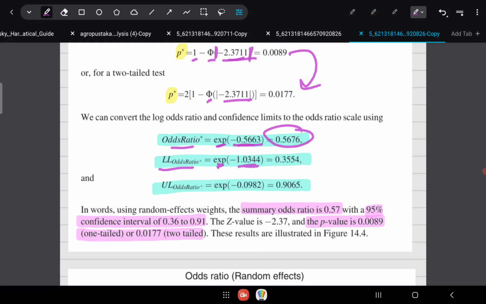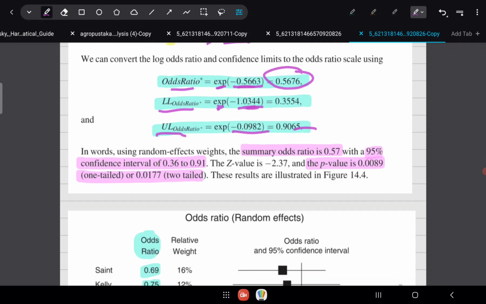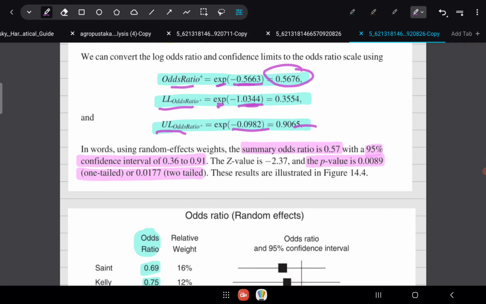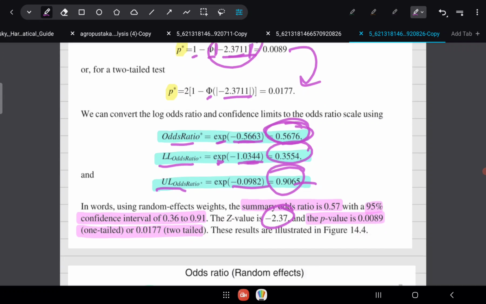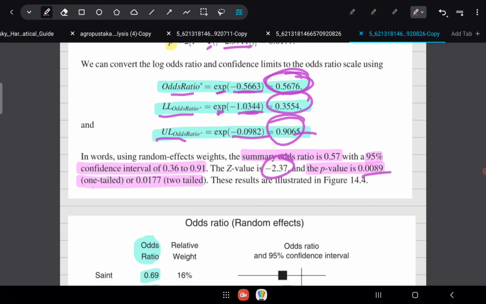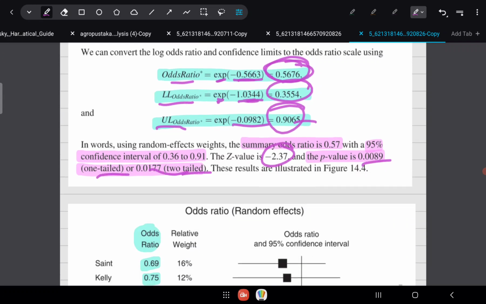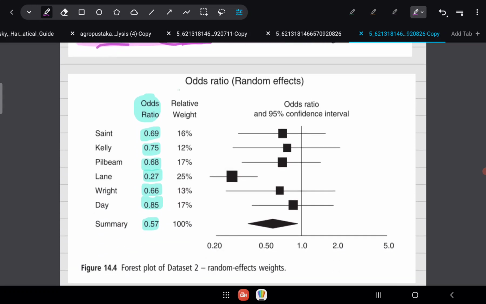So you will take exponential of minus 1.03. Similarly, you will report the upper limit in the conventional form only. So finally you have the summary odds ratio here, the lower limit and the upper limit of the summary odds ratio. The z statistic you have, which was minus 2.37. The p values are this and this, and you can make a forest plot now. So again, all of this is in the conventional form only.